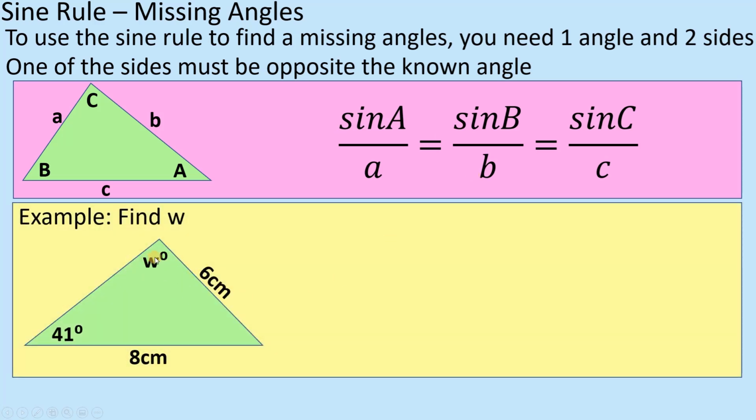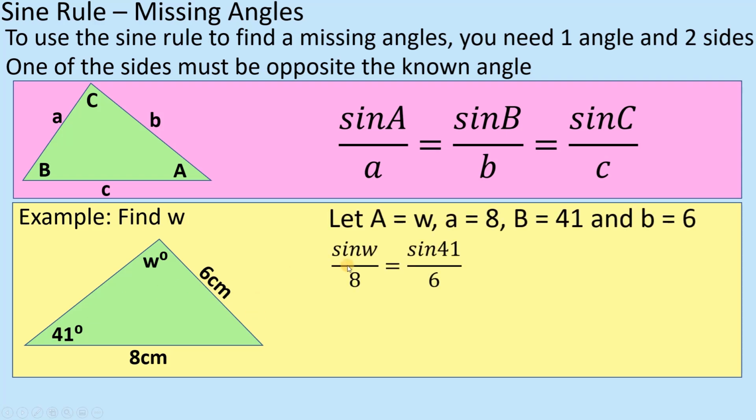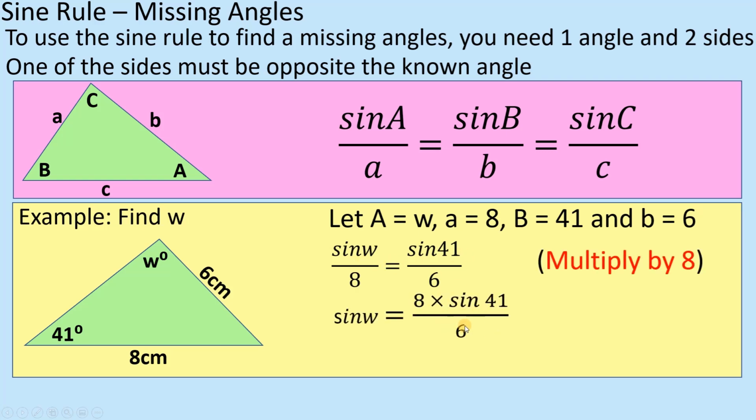So the unknown, let's put sine W top left, over 8 is equal to sine 41 over 6. And again, they have to be opposite to each other. So that's what we've got: sine W over 8 equals sine 41 over 6. Like we did last time, the 8 needs to come to the top. So it's going to be 8 times sine 41 over 6.